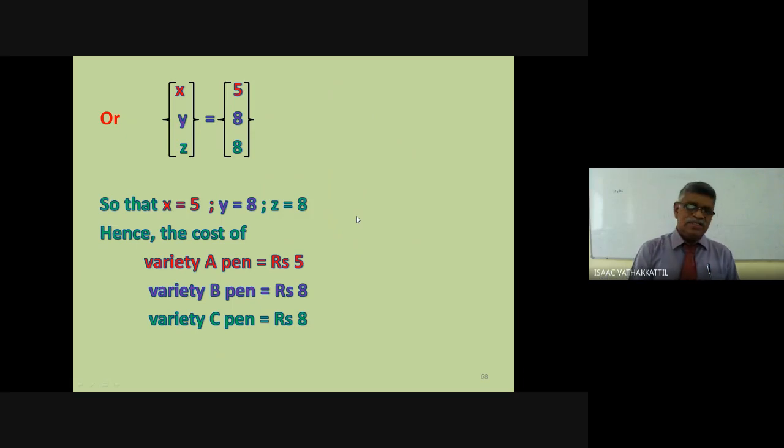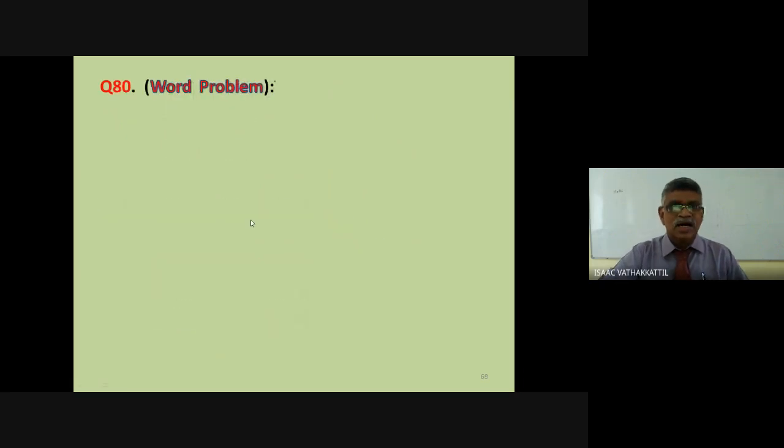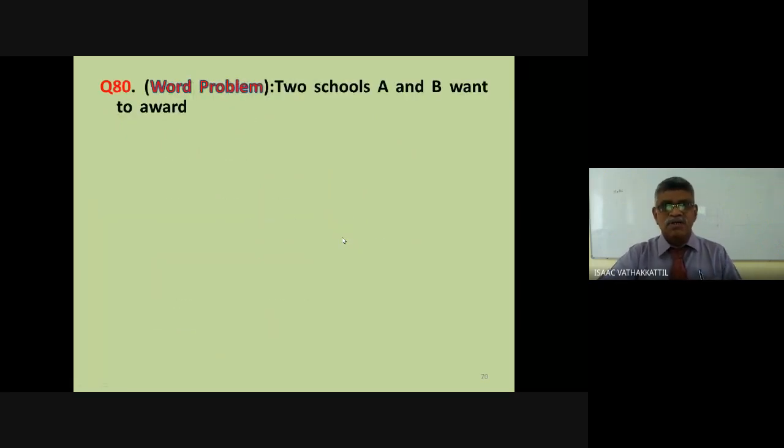So we obtained the solution using matrix method. First of all, we read the passage, we form the equations. Even in objective type questions, you can at least be asked what kind of equations we obtain from the passage. Let us take one more word problem.